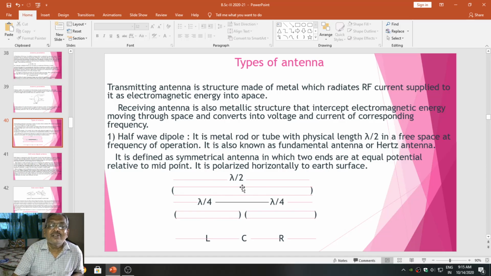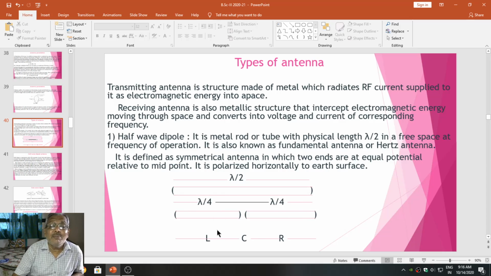The length of this dipole is divided into two parts and considered as a single aspect. When you divide exactly at the midpoint, you will get two metal rods, each having the wavelength lambda by 4. If you place them in front of each other, the entire length becomes again equal to lambda by 2. So this we can also call a half wave dipole.